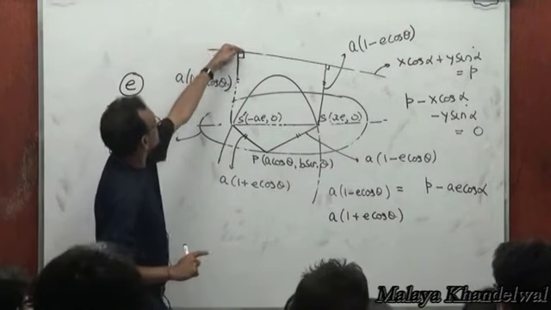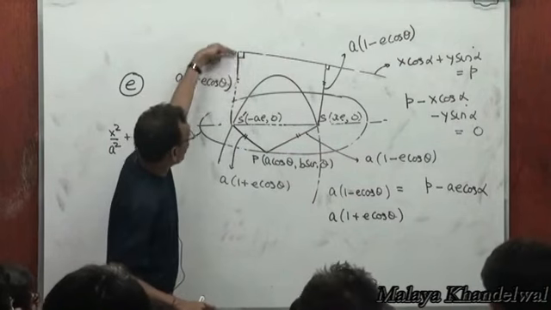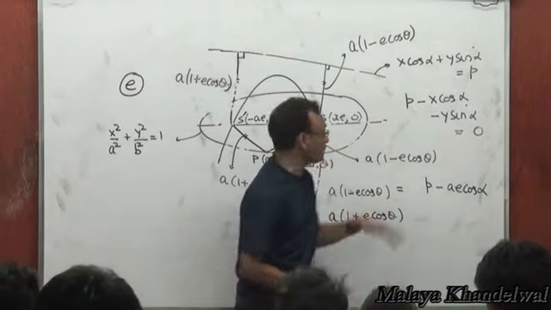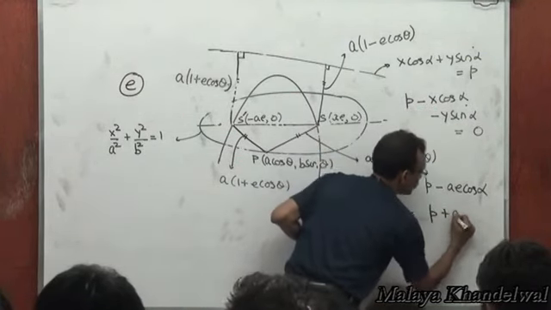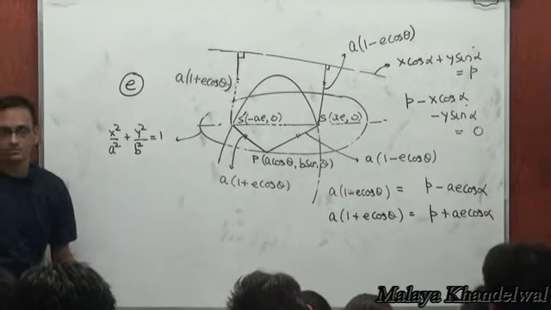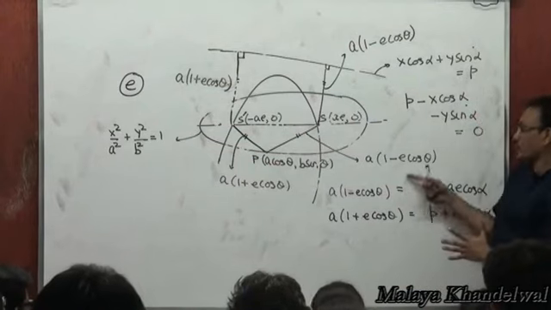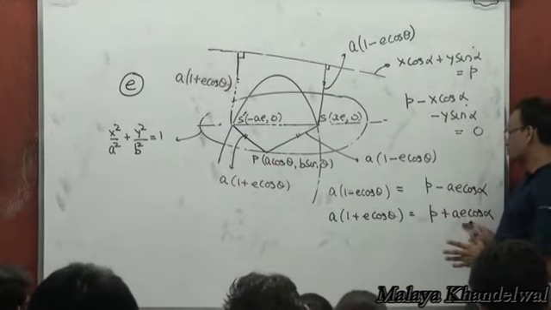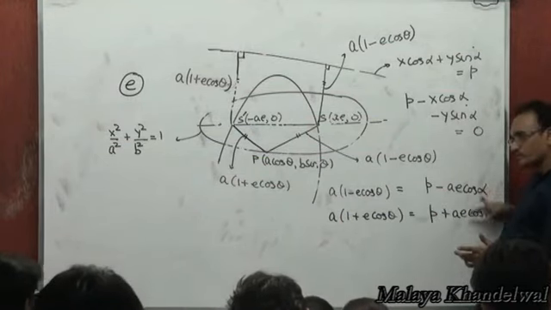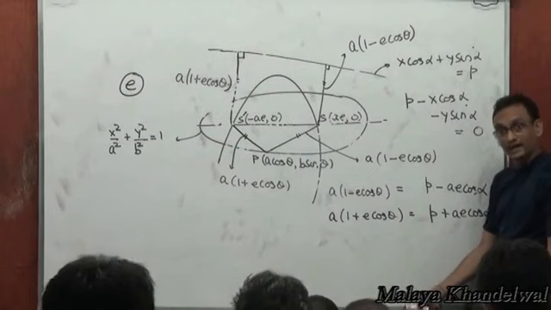Distance from this directrix is a into 1 plus e cos theta, which is the distance of minus AE from this line. Plug in x equal to minus AE, y equal to 0, divide by root cos square alpha plus sin square alpha. That will give me P plus AE cos alpha. Yes or no? Does that make sense to you? I subtract. So I get 2AE cos alpha is 2AE cos theta. Yes or no?